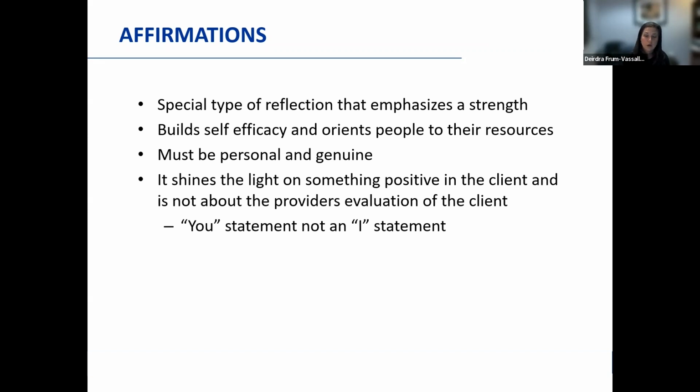You really show that you have tenacity by coming week after week to these appointments, not I believe you have tenacity.